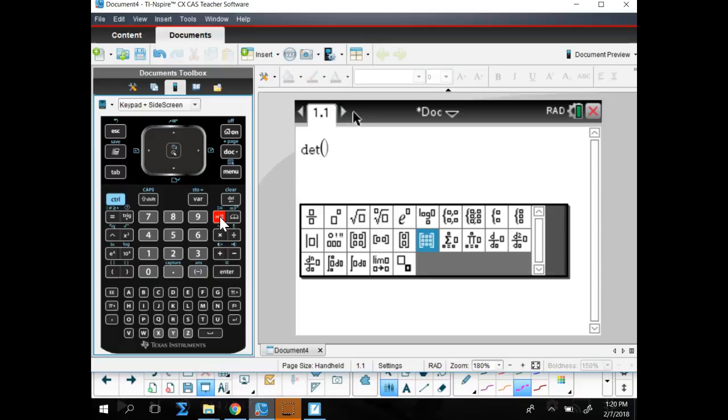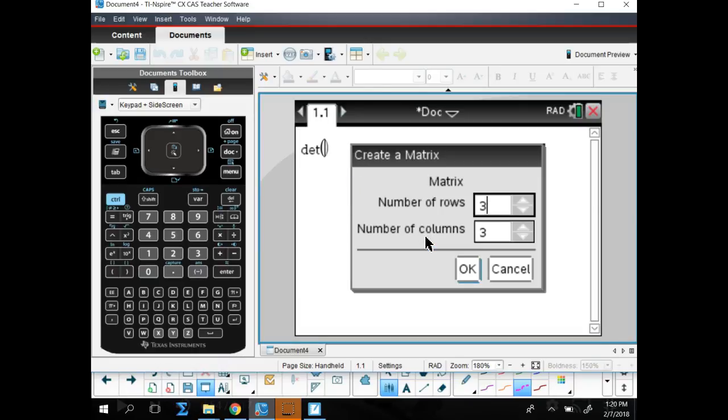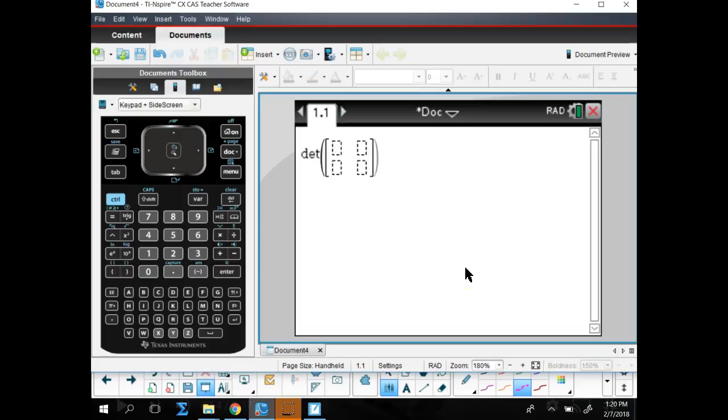Okay? The first one is for a 2 by 2 matrix. The next one is for a 1 by 2 matrix. The next one is for a 2 by 1 matrix. Okay? Because we're dealing with a 2 by 2 matrix, we can just go with that one. If we want, we could also go with this one, because that one then allows me to set the size that I want. And so I could say I want it to be a 2 by 2 matrix, and it will put in a 2 by 2 matrix for me.